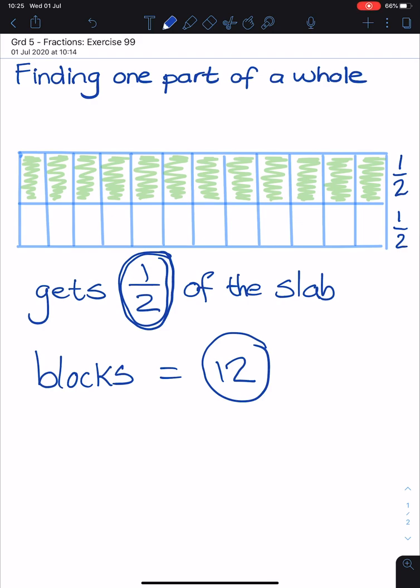Be careful to read questions carefully. Are they asking for a fraction or are they asking for a number? How many blocks?